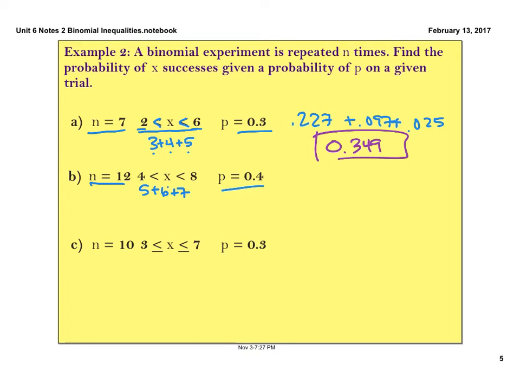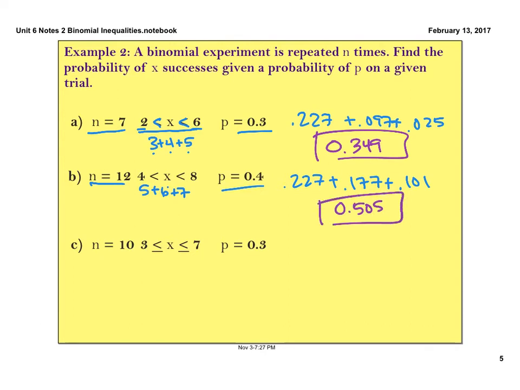The 5 is 0.227. Oh, that was the same as the first one in the last example. 0.227, 0.177, and 0.101. So adding those 3, 0.227 plus 0.177 plus 0.101, 0.505 is my probability there.